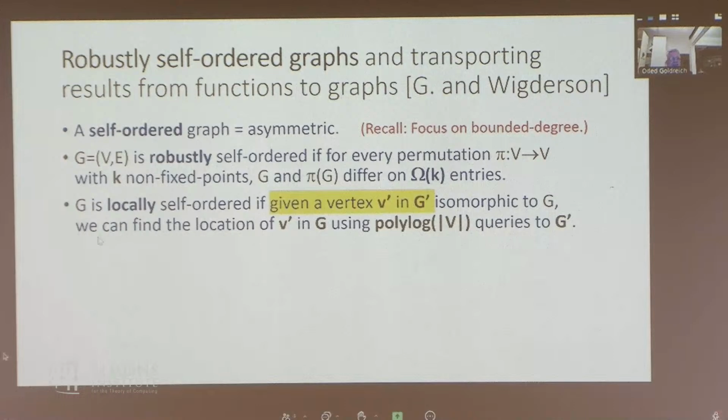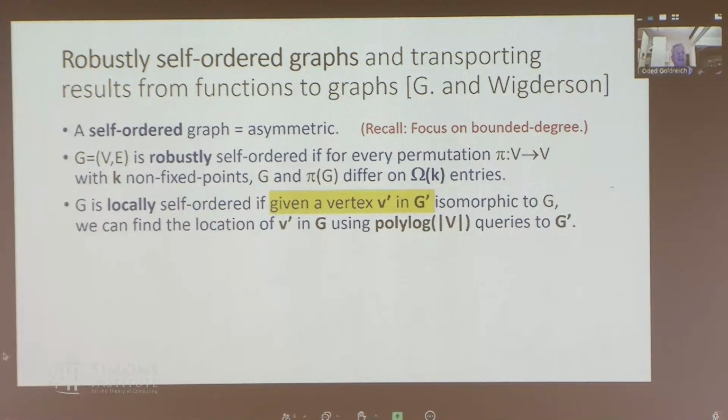Now I want to give a definition of what it means to be locally self-ordered, and this will really explain why I call the whole thing self-ordered. So I'm talking about a graph, and it's a fixed graph, so everybody knows it. And what I'm giving you, as an oracle, is access to a different graph, which is isomorphic to the graph G. And your task is to find the location of this vertex, not the location of this vertex.